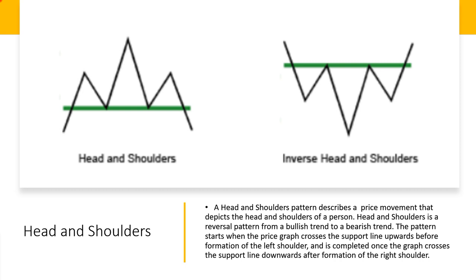A head and shoulders pattern describes a price movement that depicts the head and shoulders of a person, hence the name. A head and shoulders is a reversal pattern from a bullish trend to a bearish trend. The pattern starts when the price graph crosses the support line upwards before formation of the left shoulder. Okay, that's a lot of talk.